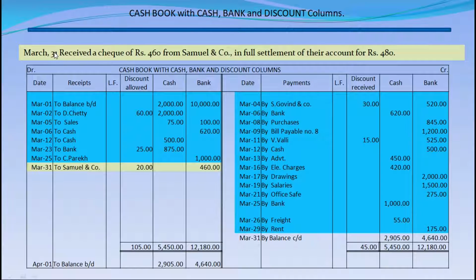March 31, received a check for 460 from Samuel and Company in full settlement of the account 480. So this is a receipt of check. So we have received a check, so we have to debit our bank account by rupees 460 and we have allowed them 20 rupees discount. Because total due is 480, we received only 460. The different 20 rupees is the discount allowed. We have to record it in the discount allowed column. March 31 to Samuel account, discount 20 rupees and bank 460 rupees.